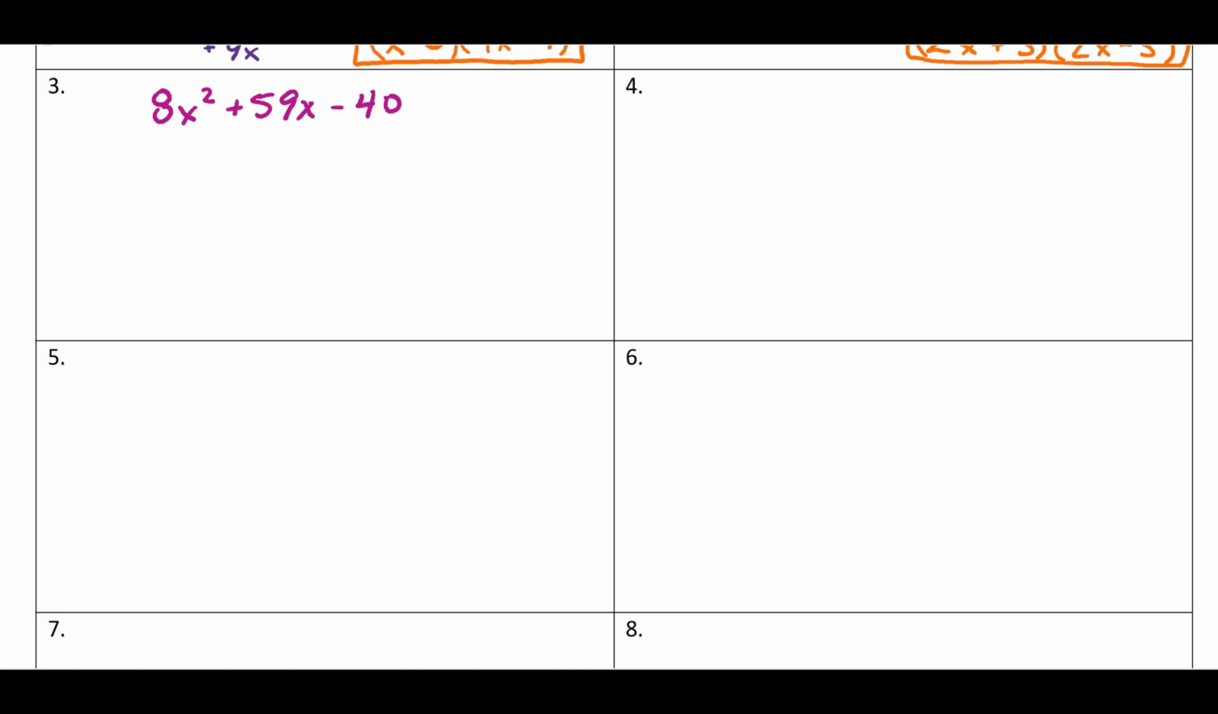So 8 has 1 times 8 and 2 times 4. 40: 1 times 40, 2 times 20, 3 doesn't work, 4 times 10, 5 times 8, and I think we're good there. So what I want you to do right now is pause the video. I want you to see if you can figure out which factor pairs are going to work here in our parentheses. Have your eraser ready. You're going to have to probably guess and check a couple different pairs. And then when you're ready to check your answer, turn the video back on.